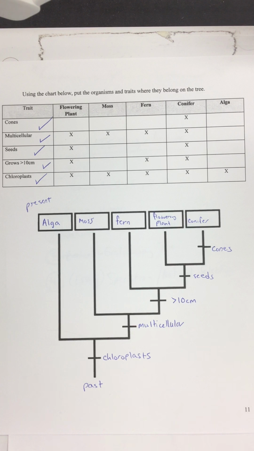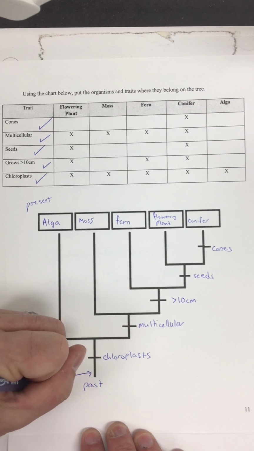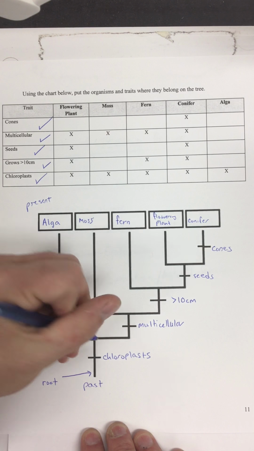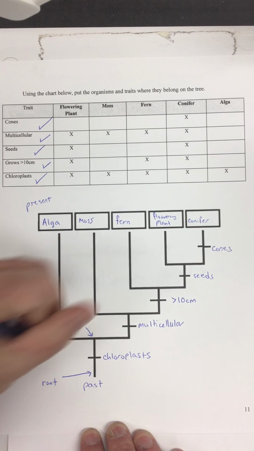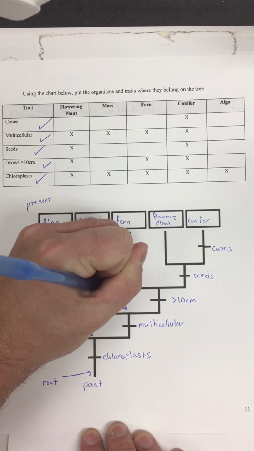Okay, so really quickly, because you get to use this on open note things, what's this part right here called? The root. The root of the tree. The root is where the past is, the most ancient part of the evolutionary tree. What are these things called here? Nodes. Yeah, these are all nodes. Here's a node, here's a node, everywhere, node.